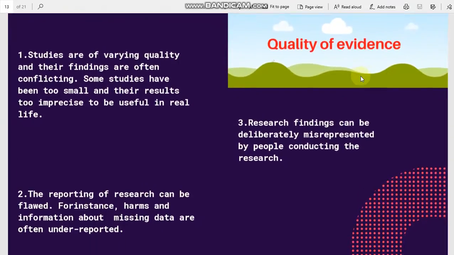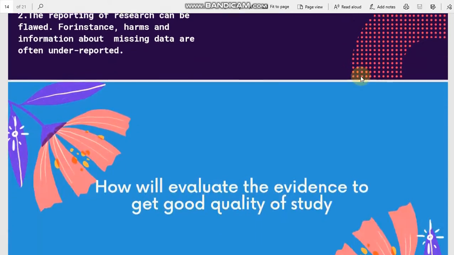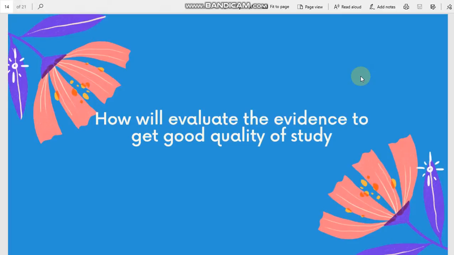Now, based on these case studies, the quality of evidence is very important whenever you search for suitable information to provide to your inquirer, because study quality may vary and conflict, some studies may have missing data, ADR may not be reported in a particular study, and sometimes a study may be deliberately misrepresented by the people conducting the research. So ponder for a while: how will you evaluate the evidence to get a good quality study? That means, what criteria should any study possess so that you get the best quality study to answer a physician, one that forms the basis of evidence?